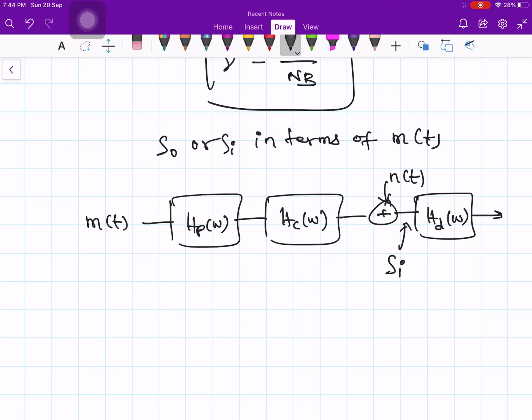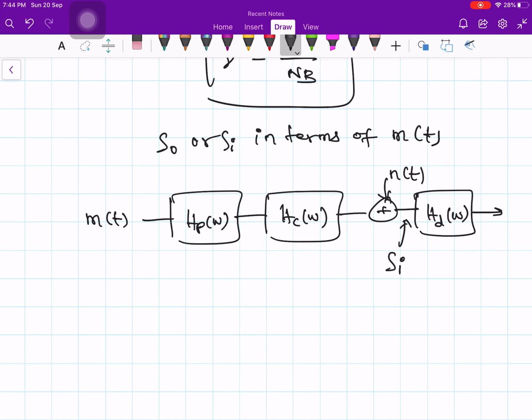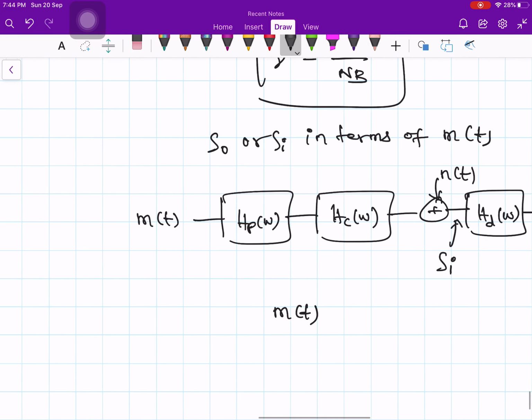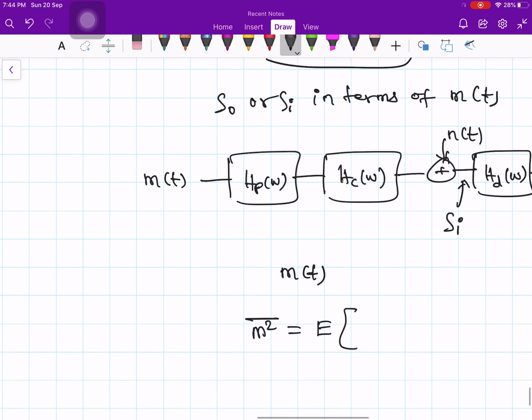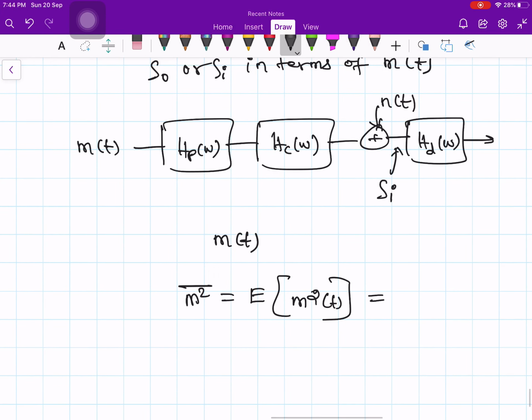Now, as I said, m(t) is a random signal. So the power is given by m squared bar, that means you square the signal and then take the expectation. This is the expression in the time domain. In the time domain I cannot calculate it, because it is a random signal and I don't have a mathematical expression for it. So in the frequency domain, how do you get the power spectral density? You find the autocorrelation function, and from the autocorrelation function you take the Fourier transform, and you get the power spectral density. Therefore this is S_m(f).